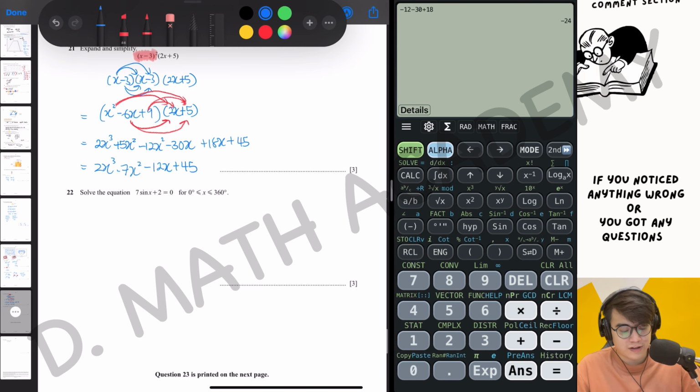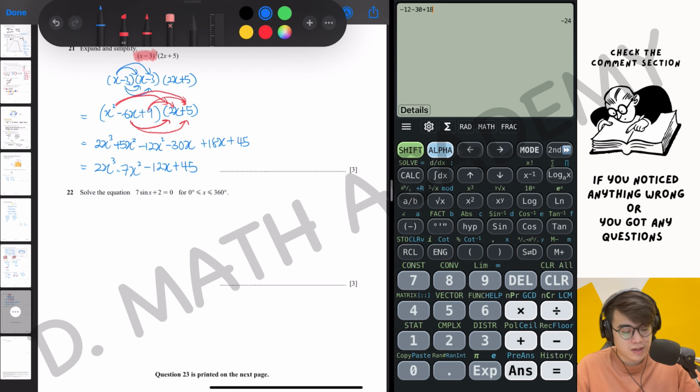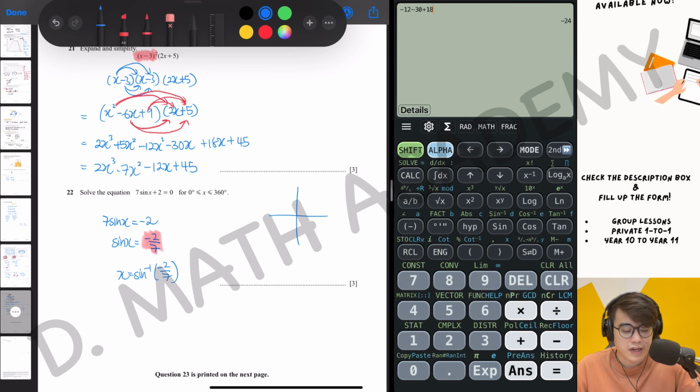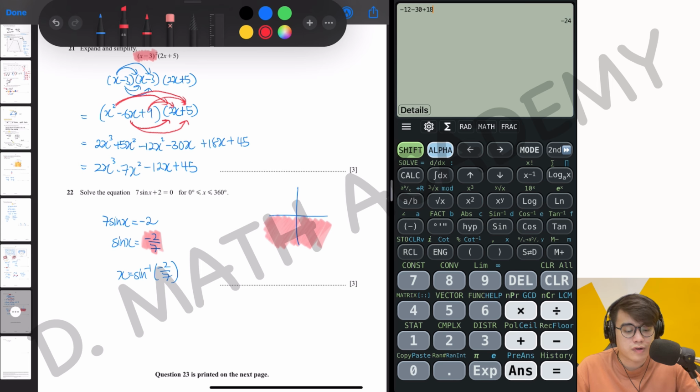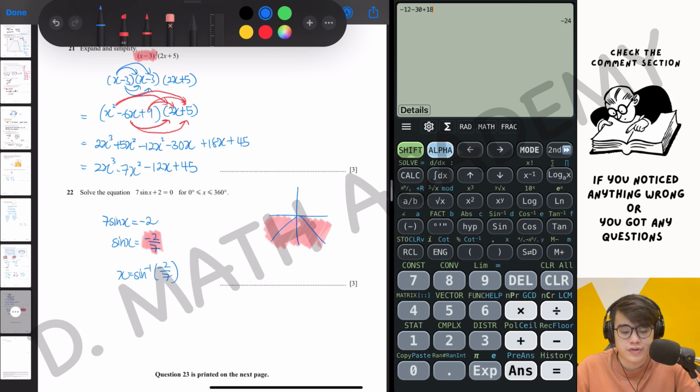Okay, final part. We're almost done. So first thing first, you will be able to throw the 2 to the back. So you have negative 2 here. So sine x equals negative 2 over 7. So before you even proceed with your calculation, a few things to take note. This here is negative. So in our quadrant part, for sine to be negative, it will appear at the third and fourth quadrant. So we might have 2 answers here.